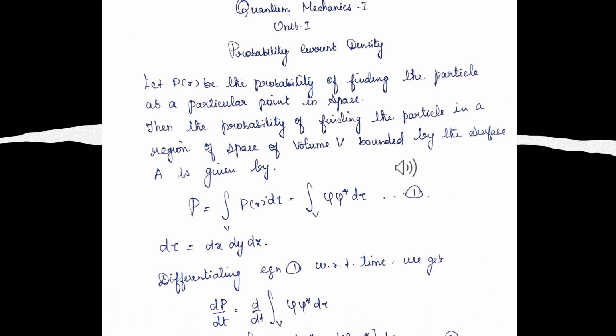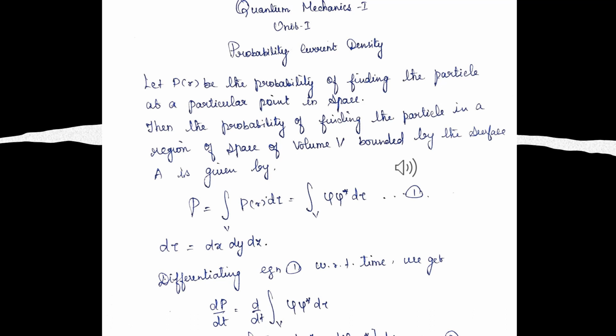Let P of r be the probability of finding the particle at a particular point in space. Then the probability of finding the particle in a region of space of volume V, which is bounded by a surface A, is given by P equals integral over V of P of r d tau. Here d tau is a volume element, which may be represented by dx dy dz. And using the wave function, it may be written as integral over V of psi star psi d tau.